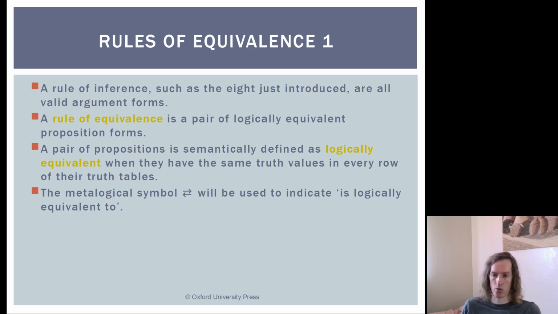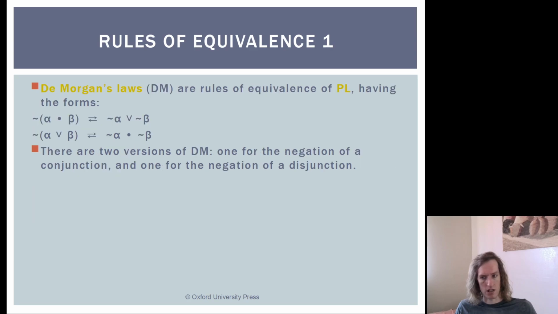So in the book that we're using, the metalogical symbol with these two arrows will be used to indicate "is logically equivalent to." That's just something to flag going forward. So we'll go ahead and start here.